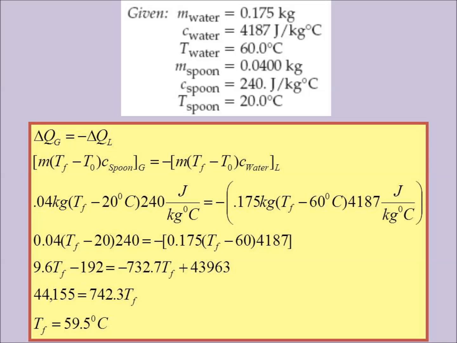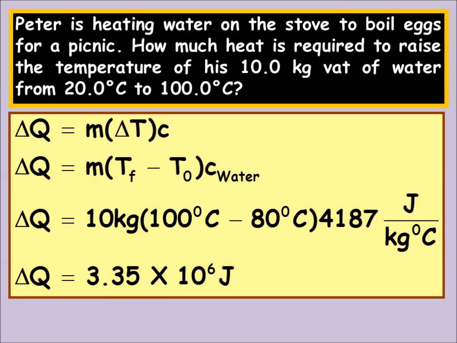So you should be able to come up with 59.5 degrees Celsius as a final equilibrium temperature for the soup and the spoon together, understanding that we're using joules per kilogram degree Celsius in the problem. So it's important to know precisely what you're using. Here we can see that we're using, again, joules per kilogram degree Celsius. You should be able to use any of those values.